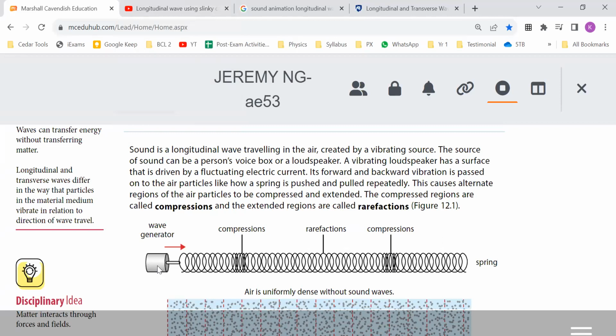Remember, the wave generator is the hand. So the wave generator moves left and right. It produces something called compressions. What are compressions? It looks like the particles are close to one another, not stuck together, but very close. And rarefactions are where the particles are far apart. Can you see my mouse cursor, by the way? I hope you can. And these are compressions as well. So this is what we call a sound wave. Obviously, the compression is moving.